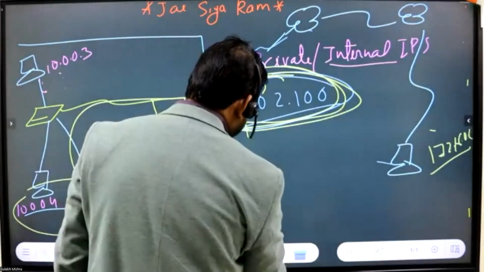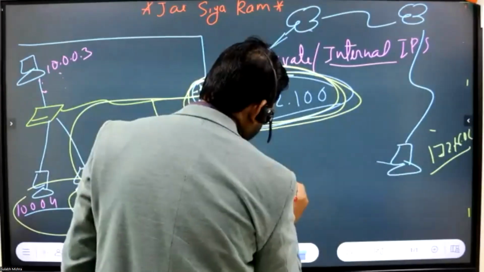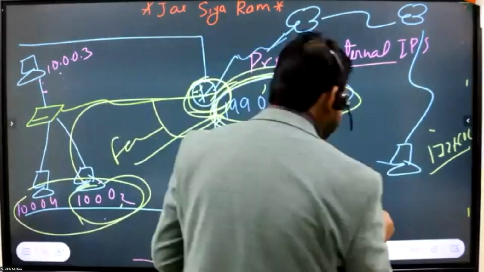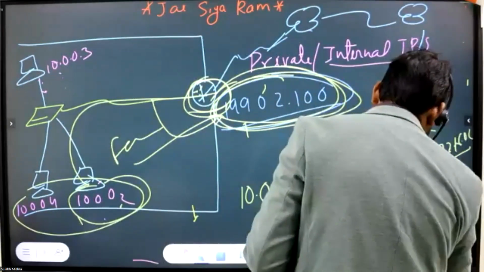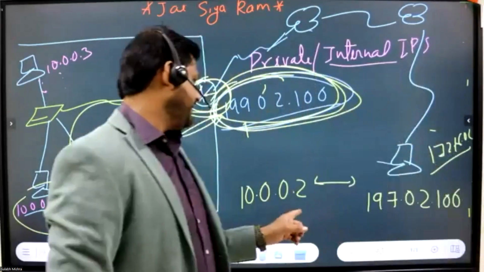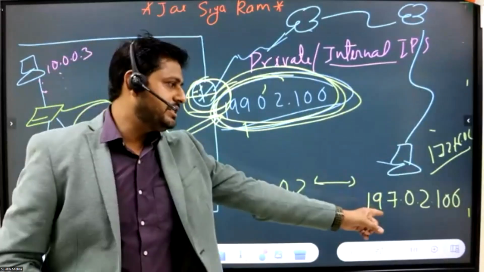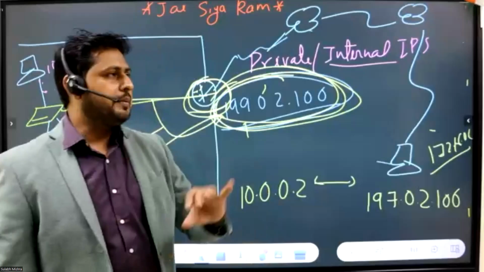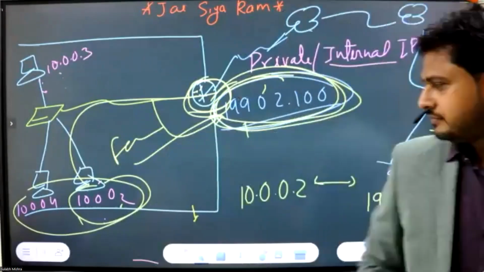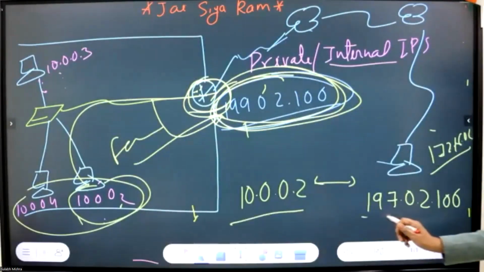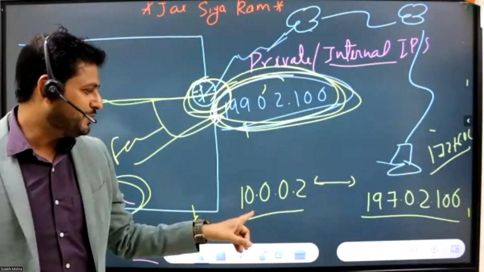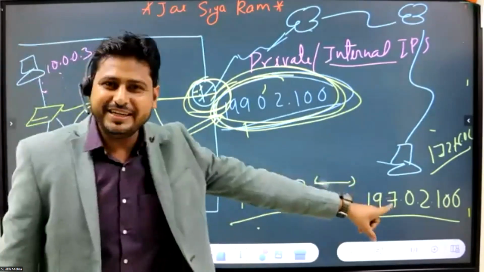So if you see the connection between 10.0.0.2, source IP is 10.0.0.2, and destination IP address is 197.0.2.100. If source IP is 10.0.0.2 and destination IP is this one, then is the communication coming from outside to inside, or inside to outside? Inside to outside, because your internal computer has an internal IP and the destination is an outside internet IP, right?